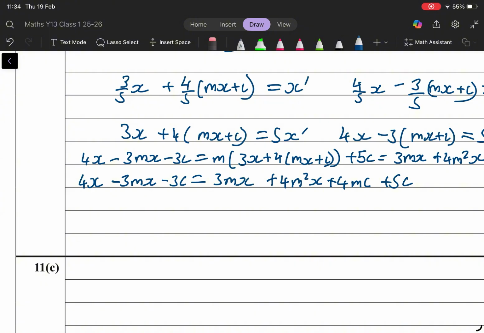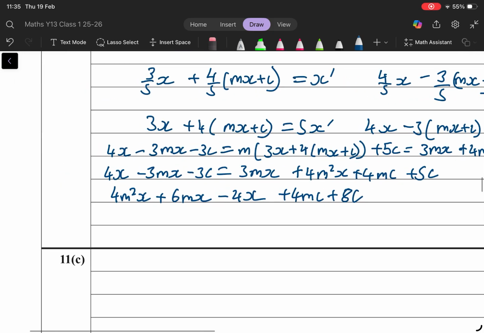I'll rearrange this equation. So we want 4m squared x, sorry, to be positive, and then so we would get plus 6mx, and then we would want the other x term, maybe, minus 4x, and then plus 4mc plus 8c.